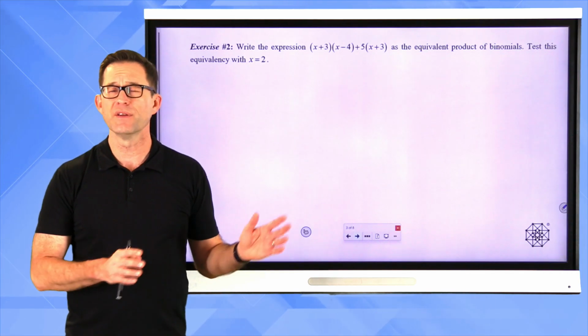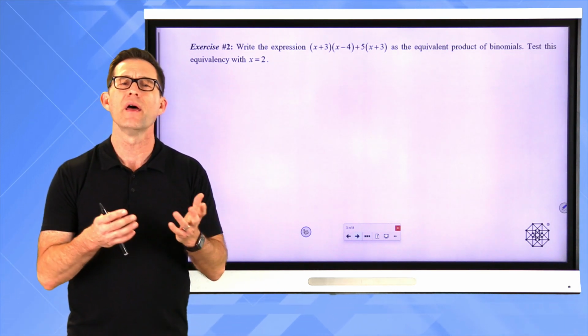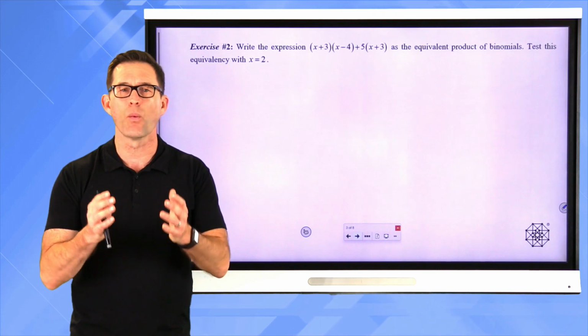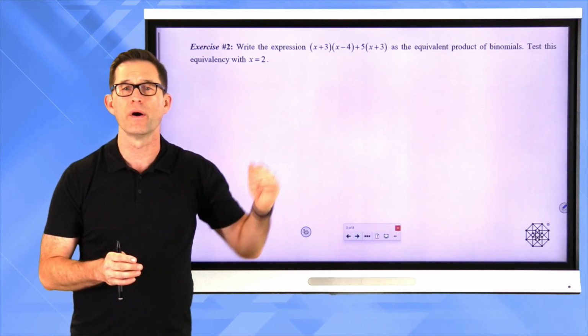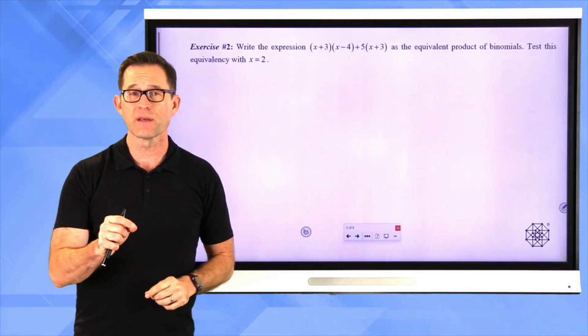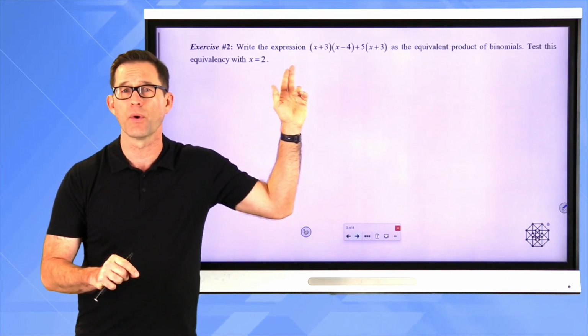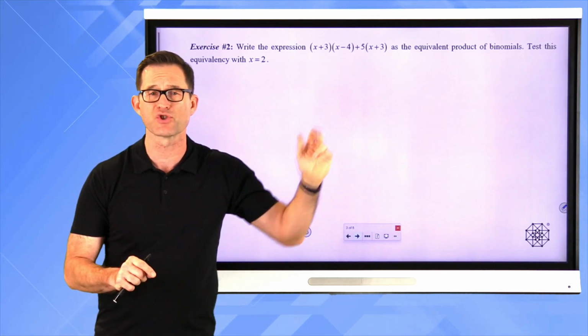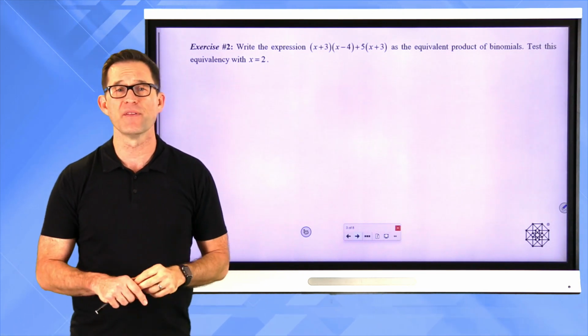So yet again, this problem is somewhat similar to what we did in exercise 1, but we keep wanting to emphasize that our final answer is an expression that is equivalent to this one, and we're going to test that equivalency with x equals 2. So the first thing I want you to do, what we just did in exercise 1, is write this more complicated expression as the product of two binomials, and then we'll go through maybe the testing together.